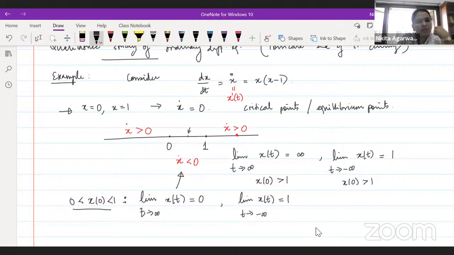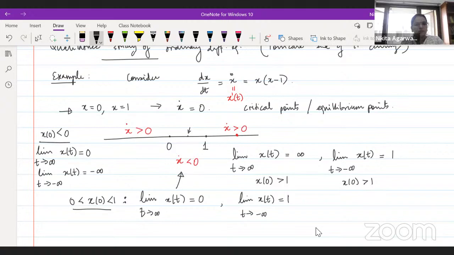Similarly, if you are in this region, when x naught is less than 0, then the limit as t goes to plus infinity of x of t is, it's increasing, so it goes to 0. And the limit as t goes to minus infinity of x of t is minus infinity. Now, what have I done? I did not find a solution, but just by looking at the sign of the derivatives, which we learn in a calculus course, the first derivative test, we can see how the solution is behaving.